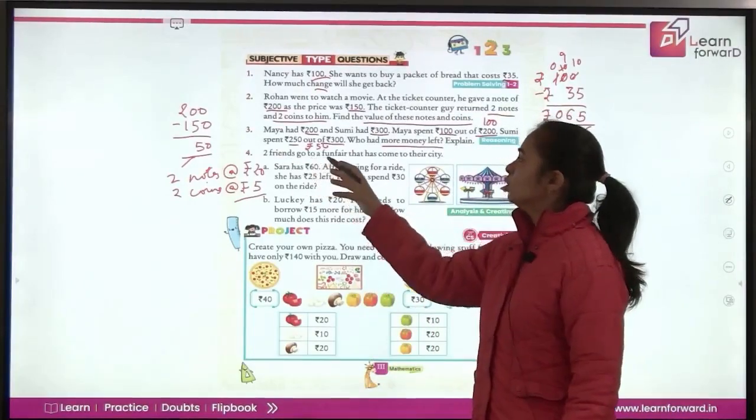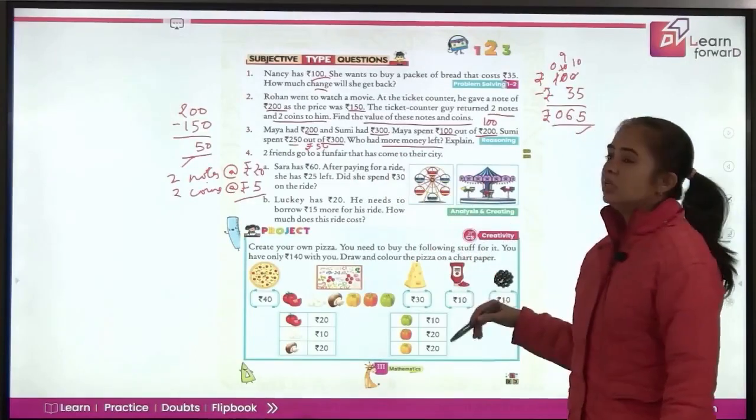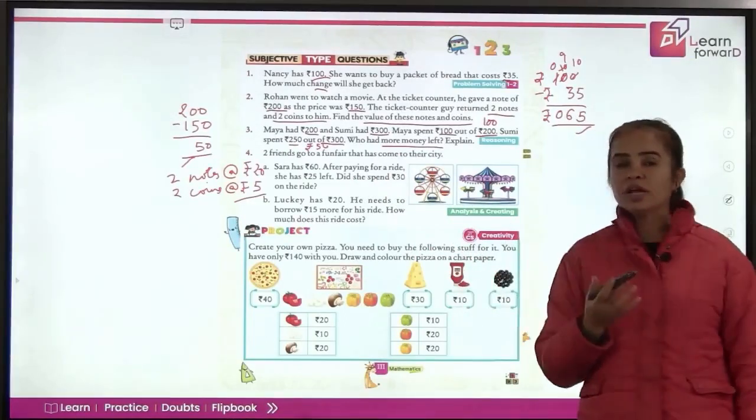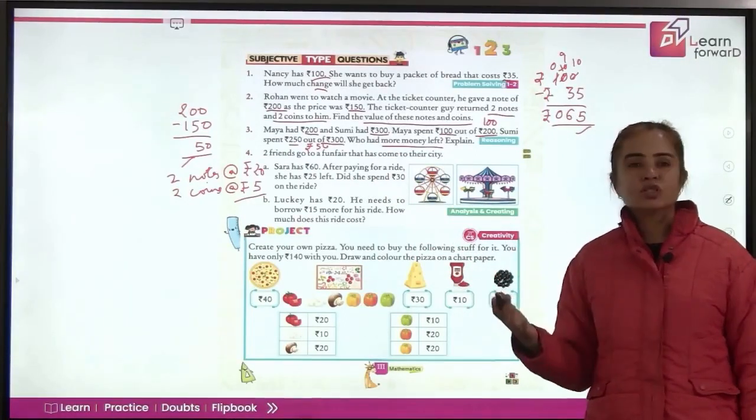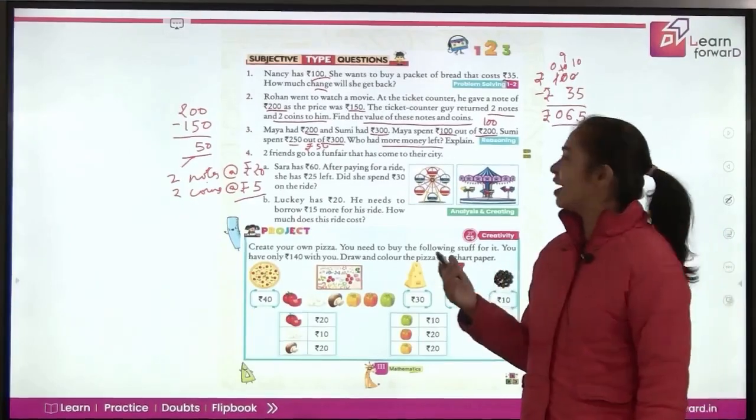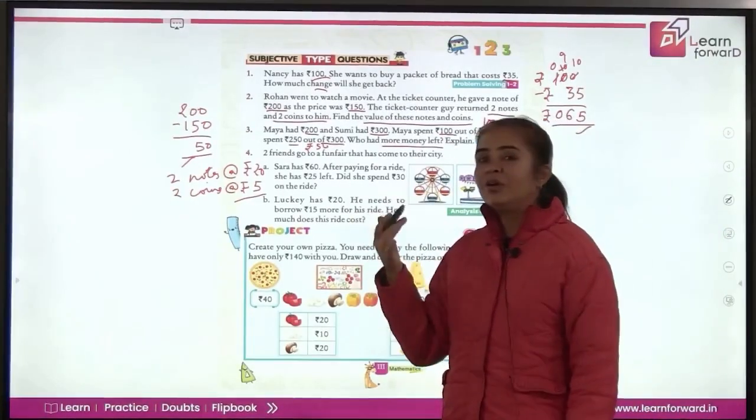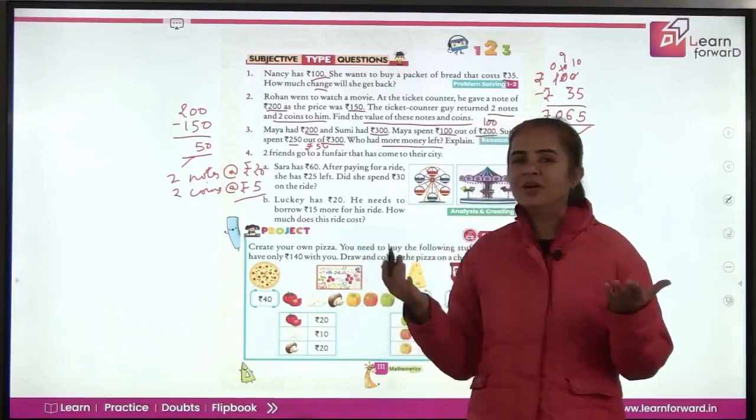Two friends go to a fun fair that has come to their city. So, do you also like going to the fun fairs? Lots of fun there. I can see your smiling faces. So, trying to recall and recollect. When are you going next?